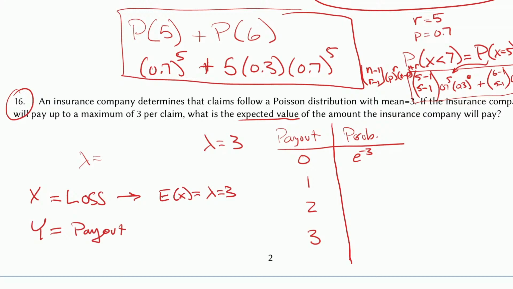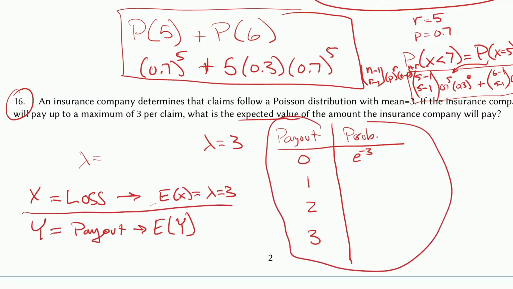The mean is 3. But the insurance company is going to cap the payout at 3. So if you have a loss of 4, they'll only give you 3. Let's say it's a $4 million loss, then you only get $3 million or whatever it is. So you have a cap in the payout. And so the expected value of the payout is different from the expected value of the loss. That's what I'm trying to compute here. I'm using the probabilities for the loss to get the probabilities for the payout. So if there's no loss, there will be a 0 payout.